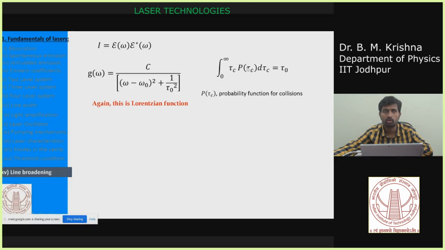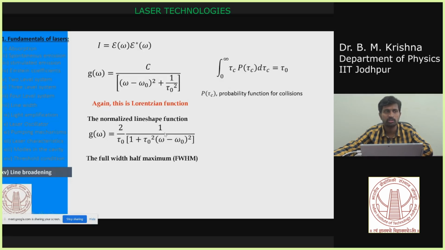This is from the total collision times. You have to take the probability function from the kinetic theory. Then you will get the normalized line shape function like this. The expression will be 2 by tau naught, times 1 by 1 plus tau naught square, omega minus omega naught whole square. The full width at half maximum for this distribution is 2 by tau naught, and this expression also follows the same Lorentzian function. So the distributions from the natural line width as well as the collision broadening give you a Lorentzian distribution.